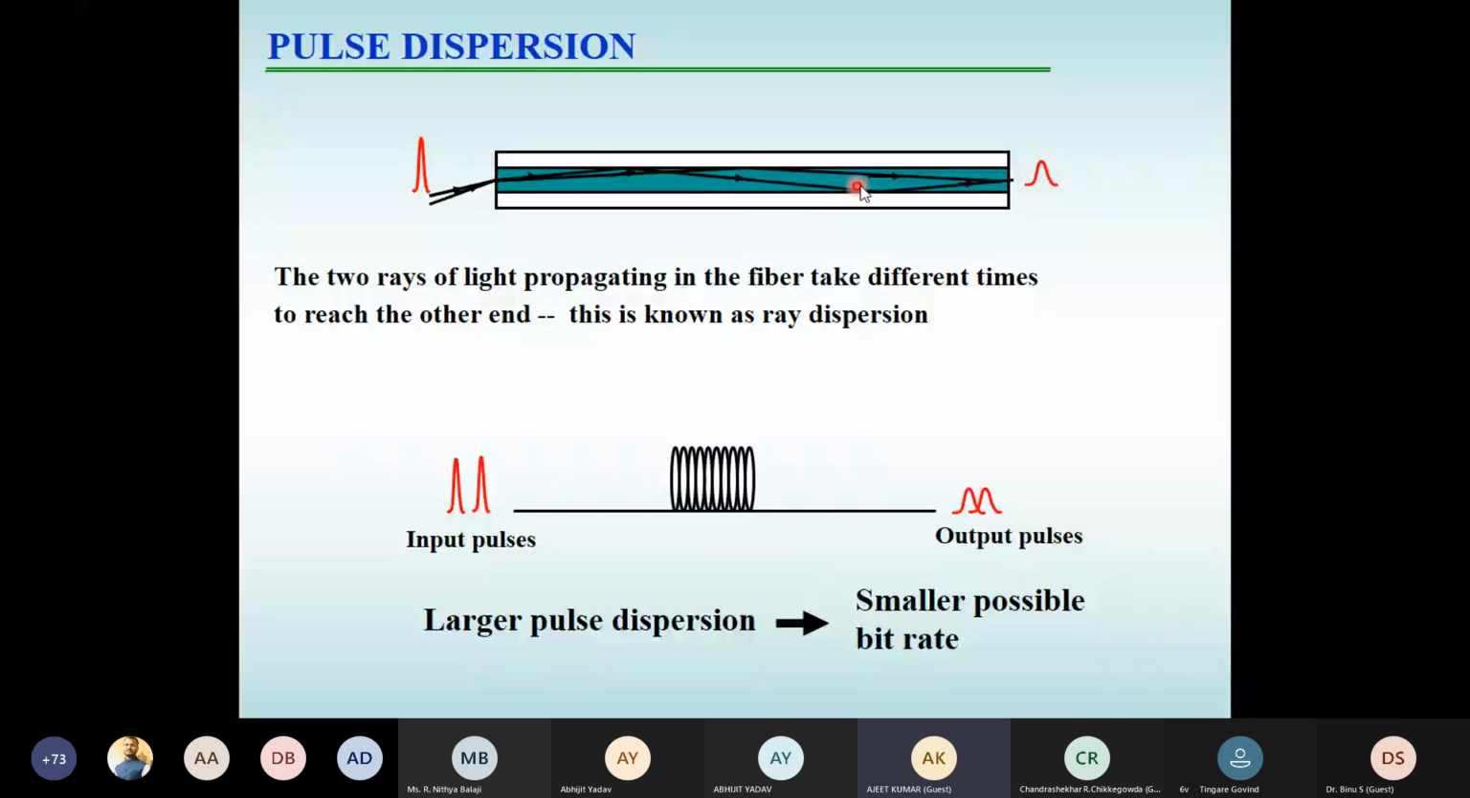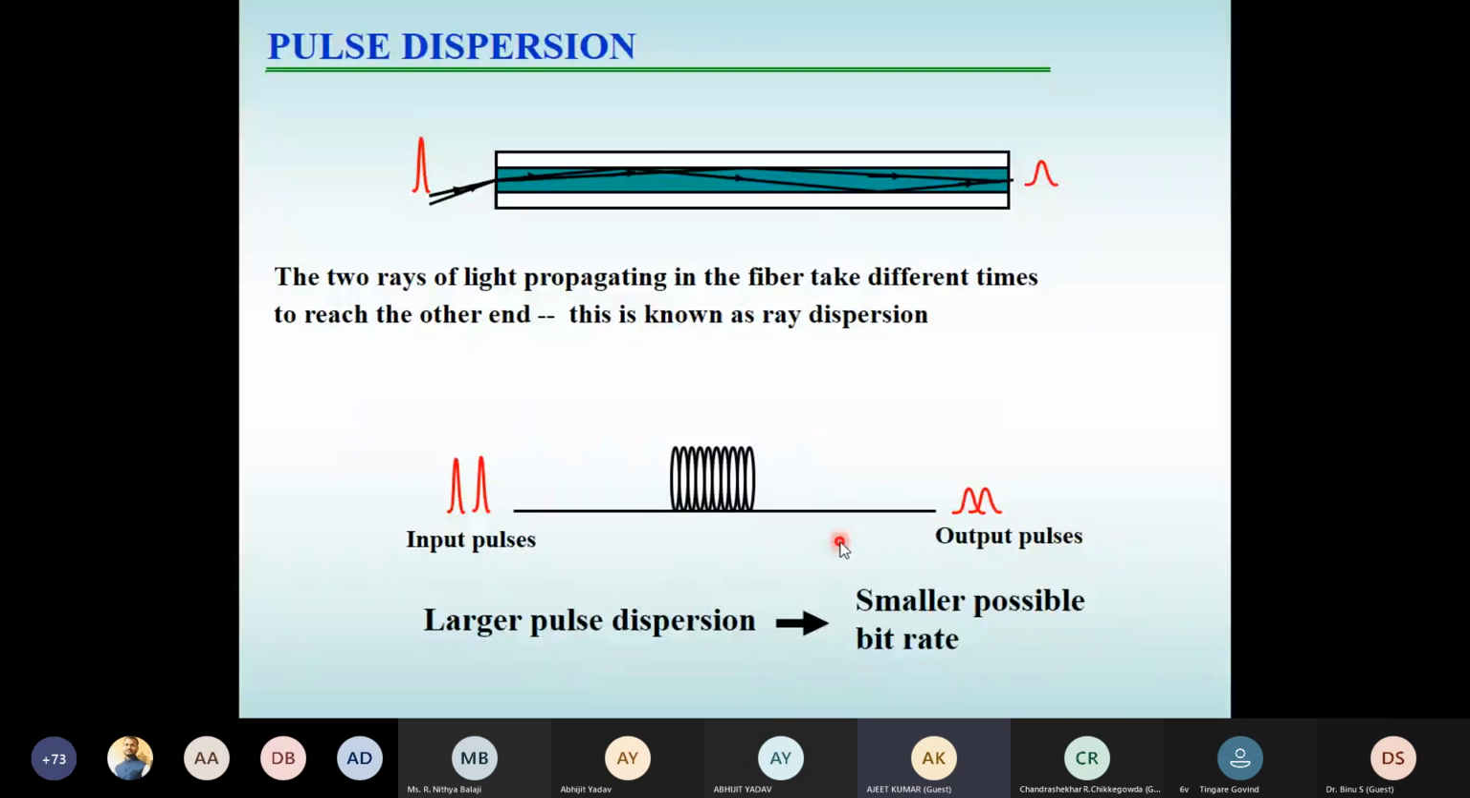So the different modes take different time, and because of that there is a broadening in the pulses. This is a sharp pulse, this is a broadened pulse. And this basically puts a limitation on the data transfer, right? So if you want to have a better data transfer, you need to reshape the pulse after a certain propagation distance.